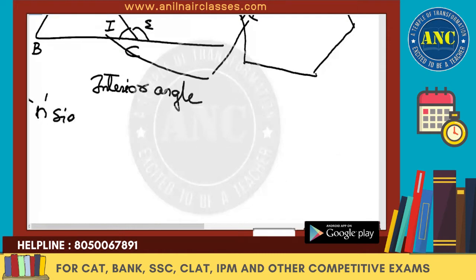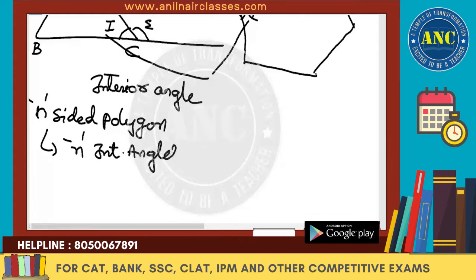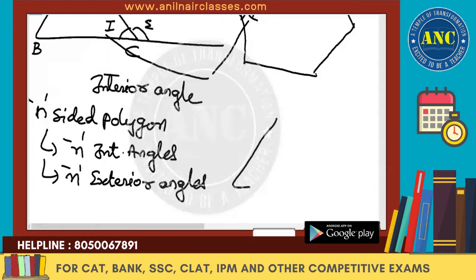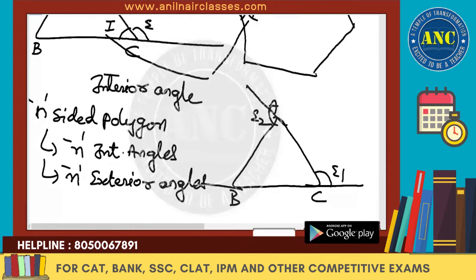An n-sided polygon. If there are 3 sides, there will be 3 interior angles and 3 exterior angles. An n-sided polygon has n interior angles as well as n exterior angles. The number of sides, interior angles and exterior angles are always equal. For example, if I take a triangle with sides A, B, C, these are E1, E2, E3 and these are I1, I2, I3. In a triangle there will be 3 interior angles and 3 exterior angles.